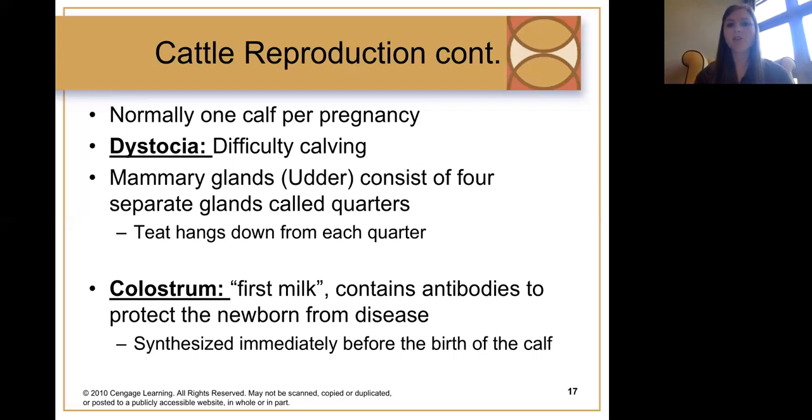Another important thing that goes along with cattle reproduction and making sure calves get a good start is colostrum. That's basically the first milk. The cow will start producing this immediately before the birth of the calf, and it's extremely important that the calf gets this colostrum, because that first milk contains antibodies to protect the newborn from disease. It's a way for the calf to get passive immunity from the mother until it has a chance to build up its own immune system. So that is super important.